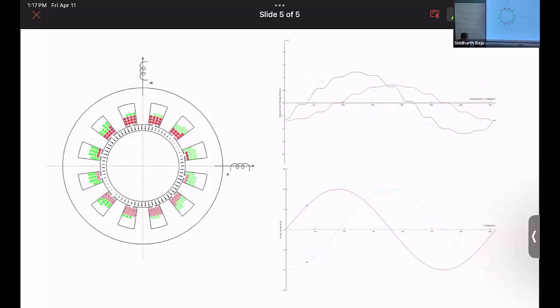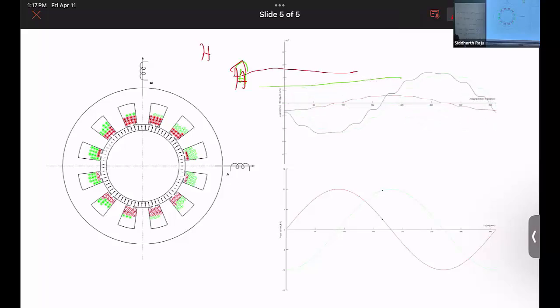And the peak magnitude of any phase is, say, H peak. Then the net sum, let's say this is H peak, then the peak of the traveling wave would also be the same thing, H peak, right? Can you really give me a general formula for any polyphase motor?